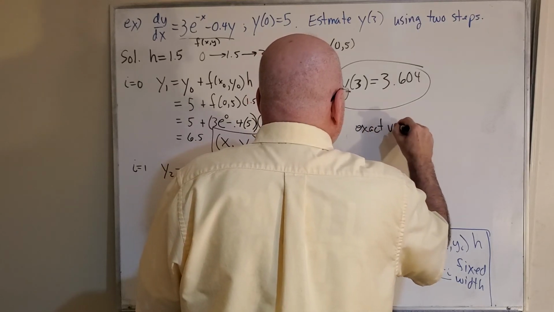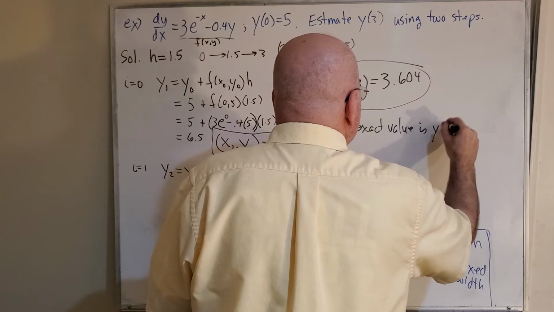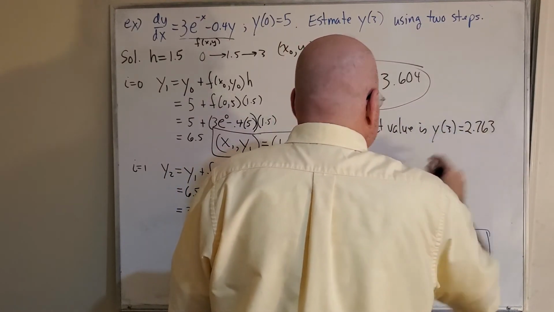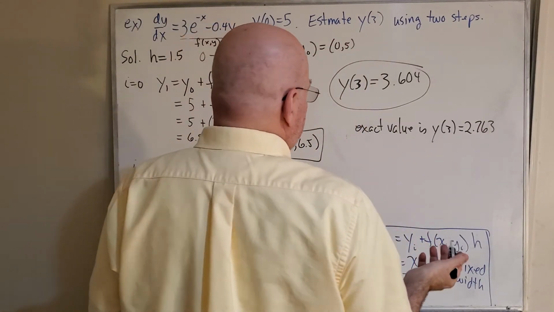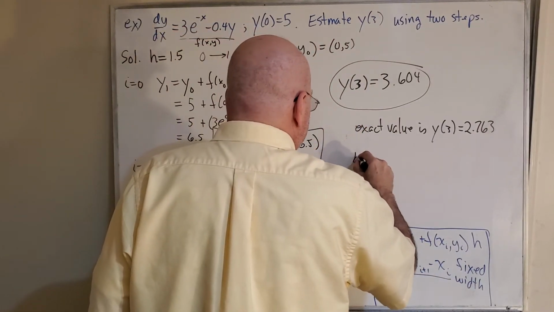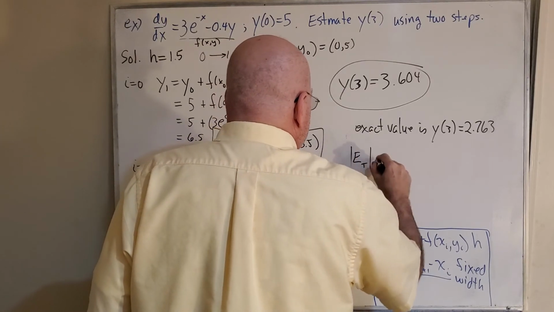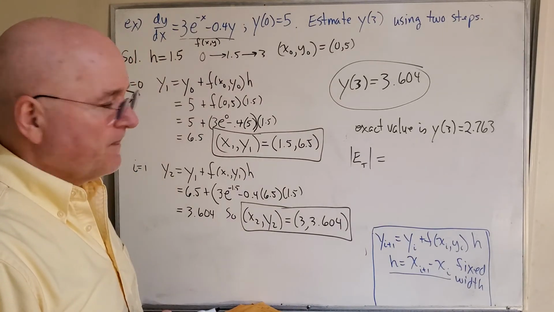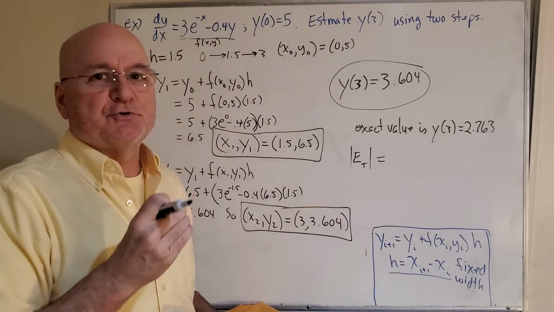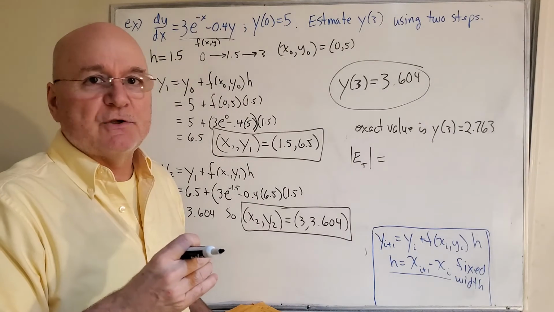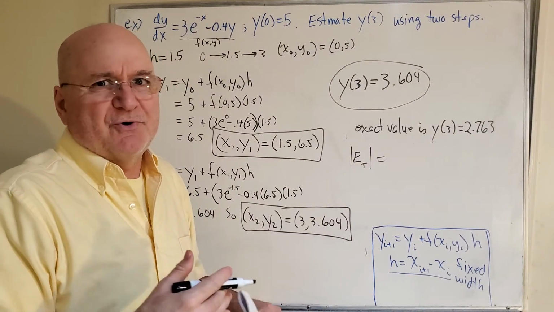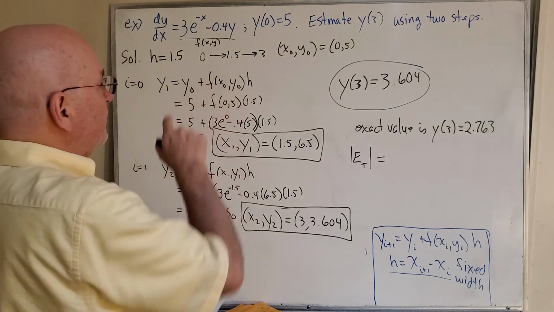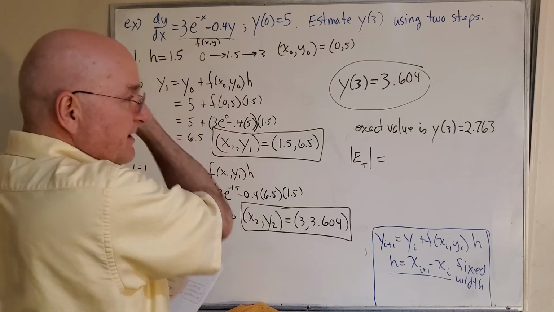The exact value is y of 3 equals 2.763. So that gives us an error. The way we compute this error, I'm going to call this an absolute relative error. But I put a t here because it's the truth. We're comparing it to the known value. Normally, when you're computing the error, you don't know the known value. Otherwise, why bother computing it? But we do know. We know the solution to this differential equation.